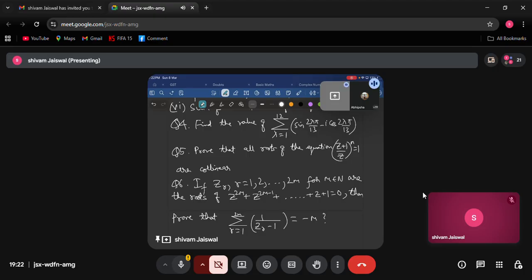Yeah, Vigyan, there is a slight mistake. So shall I start, everyone? Number 4. You need to find out summation of lambda equal to 1 to 12 sine 2 lambda pi by 13 minus iota into cos 2 lambda pi by 13.